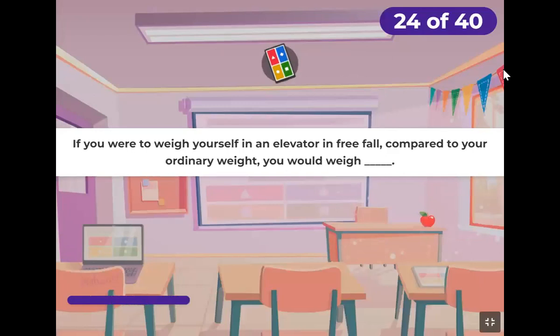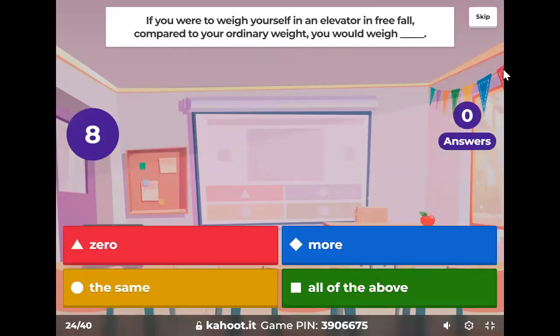If you were to weigh yourself in an elevator in free fall, compared to your ordinary weight, somebody cut the cable. What do you weigh? What's your apparent weight?